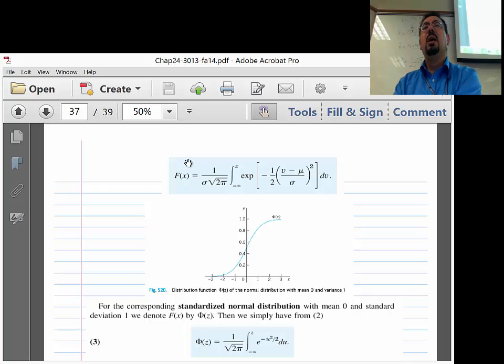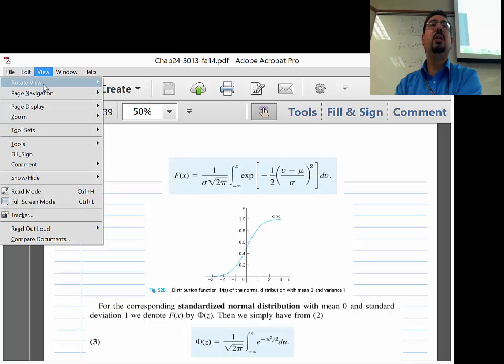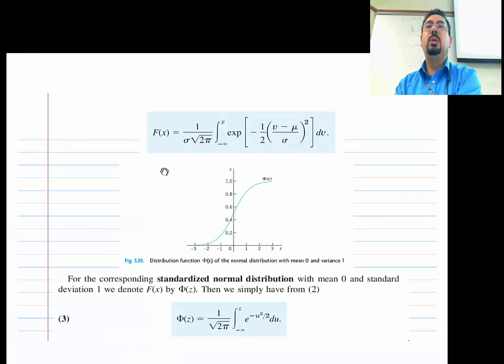And because it's important, because it happened so many times, they actually put it in a table, right? But they cannot put it in a table for all mu and sigma. So they pick the standard normal distribution where mu is 0 and sigma is 1, okay? That becomes the standard normal distribution, capital phi of z, right? If you compare this to this, you will see it's exactly the same, except that sigma is not there because it's 1, and you don't have minus mu, because mu is 0.